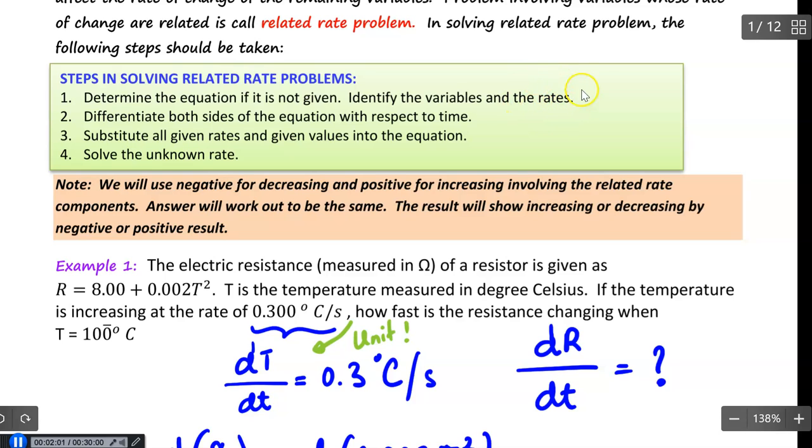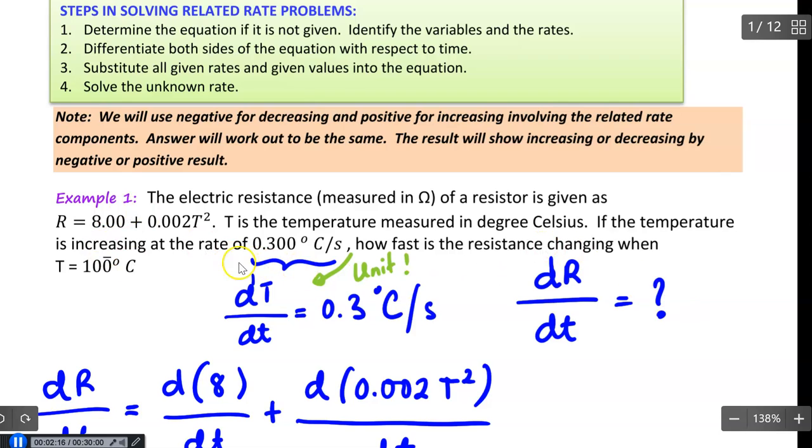So to find the rate, to recognize that a variable or a number is given to us as a rate, we have to think of that number as a differentiation in terms of time. For example, in this example here, take a look at this number 0.3 given to you in degrees Celsius per second. So right away you realize that this one is the rate.